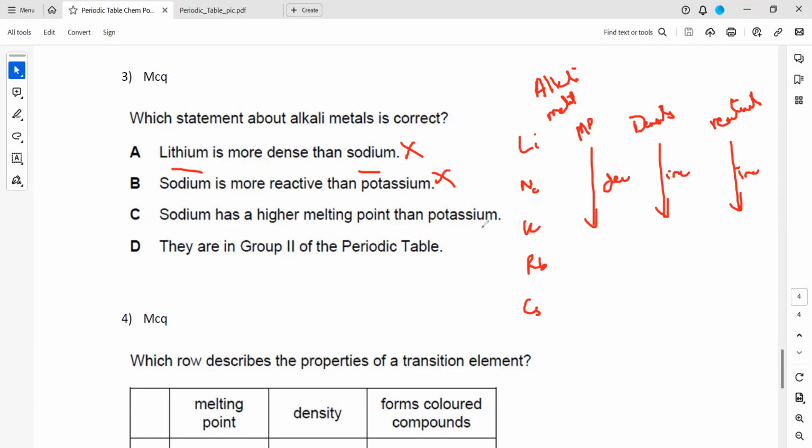Sodium has a higher melting point than potassium. The melting point decreases down the group for alkali metals. Down the group they have a low melting point, at the top of the group a high melting point. Sodium is above potassium, so yes, that's right. And they are in group 2 of the periodic table. This statement is totally wrong, because they are in group 1 of the periodic table.